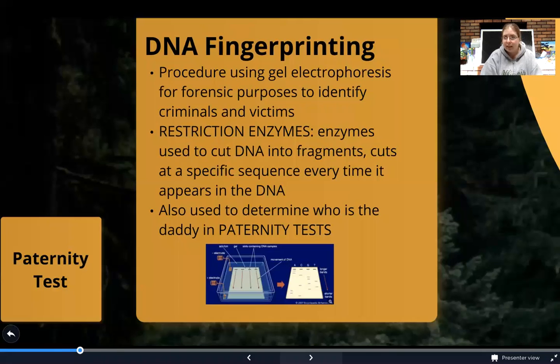So again, it's exactly what we talked about. It's using gel electrophoresis, but this time for a particular purpose. It's used to identify individuals.